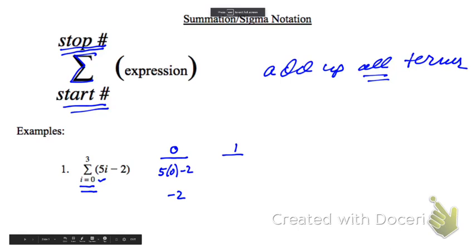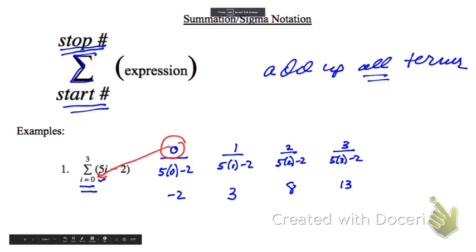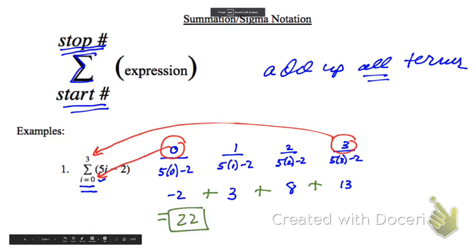Then we're going to go all the way up to 3, so we plug in 1. 5 times 1 minus 2. That's 5 minus 2, that's an answer of 3. Plug in a 2. 5 times 2 is 10, minus 2 is 8. And finally, we'll be done when we plug this 3 in. 5 times 3 is 15, minus 2 is 13. So we start plugging in whatever that lower bound is, 0. We plug in all the way up to our upper bound, which is a 3. And now that we have those numbers, we just simply add them together. And so you can do that in your calculator. I got 22, so double check me on that one.